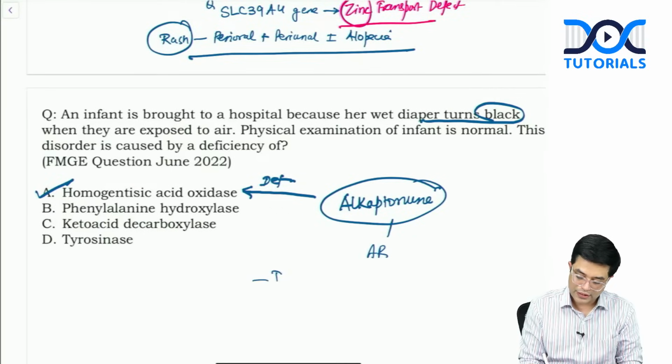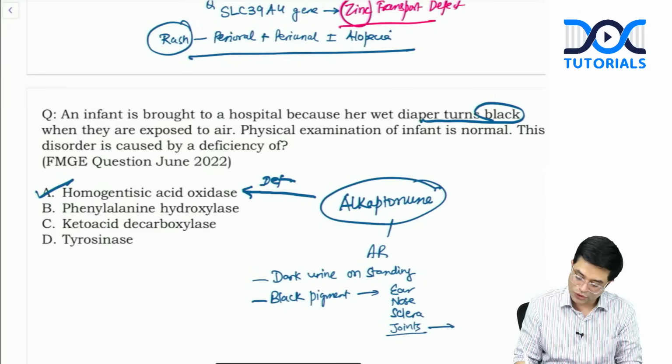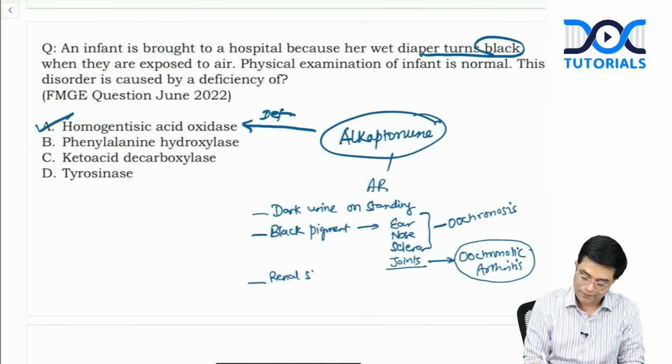These children have dark urine on standing which will stain the diapers. Second thing, they will have a black pigment which deposits in the ear, in the nose, and also in the sclera, sometimes even in the joints. When it deposits in the joints, it causes ochronotic arthritis. और इसमें deposition को हम simply कहते हैं ochronosis. So they can ask in exam, what is ochronosis? What is ochronotic arthritis? These patients also develop renal stones.